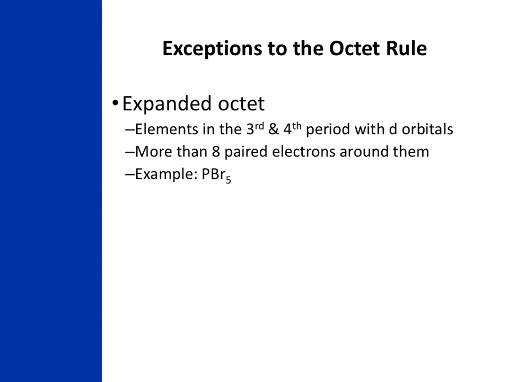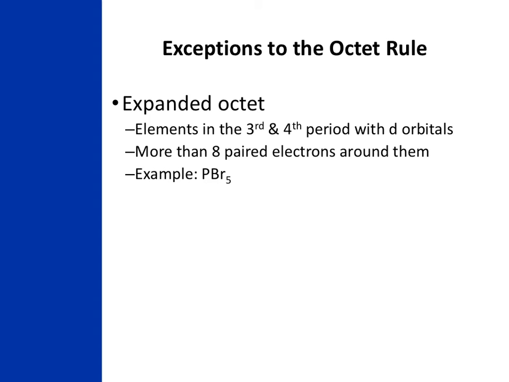The last exception you'll typically see with the octet rule is that of the expanded octet. This occurs with atoms that are on the 3rd and 4th rows and farther down on the periodic table, which now have d orbitals. If you remember those d orbitals, that's when you start seeing more than 8 electrons in a particular orbital subshell. That, of course, is going to result in there being more than 8 electrons around a particular atom.